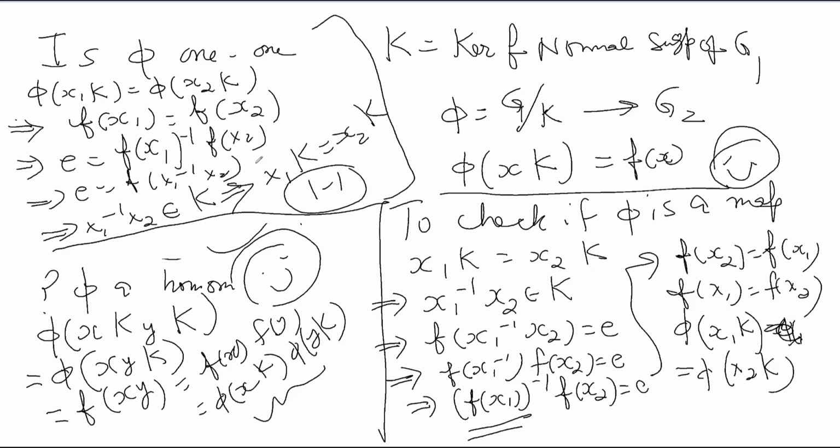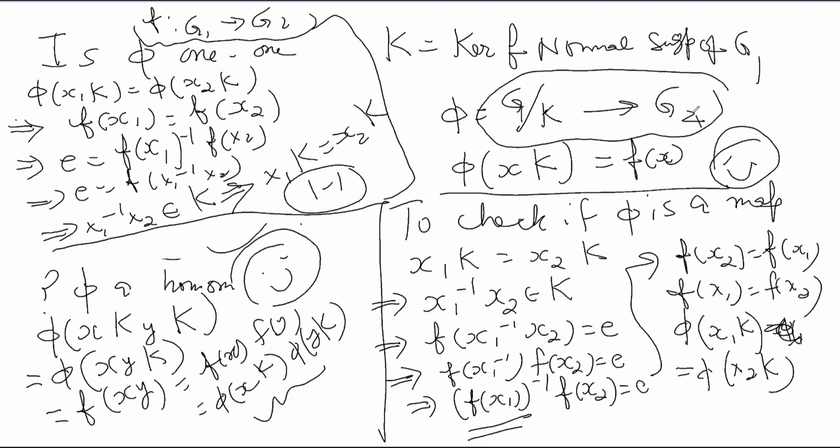So, of course, as we saw, if our map f from G1 to G2 is an onto map, then this map phi will be an onto map as well. And what will that give you? That will give you that this factor group is isomorphic to that because it is a homomorphism, it is 1-1, and it's onto if f is onto.